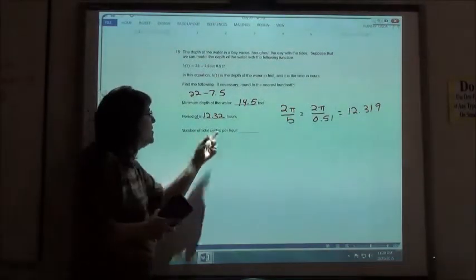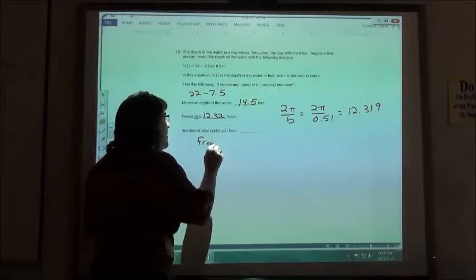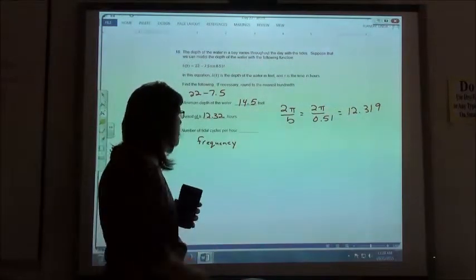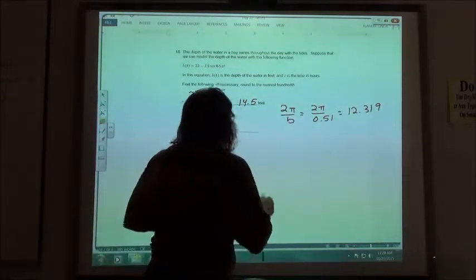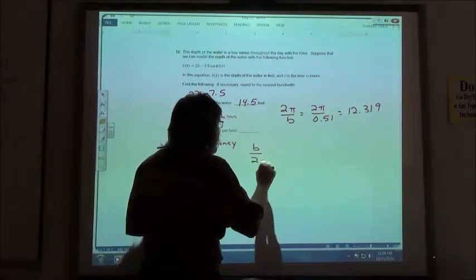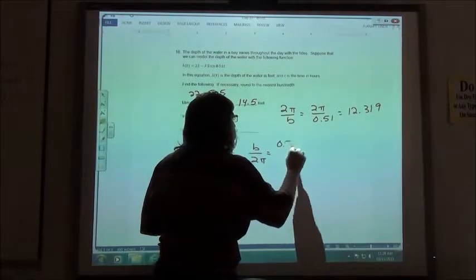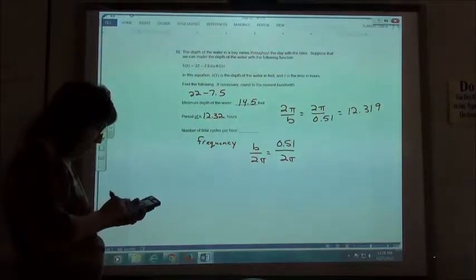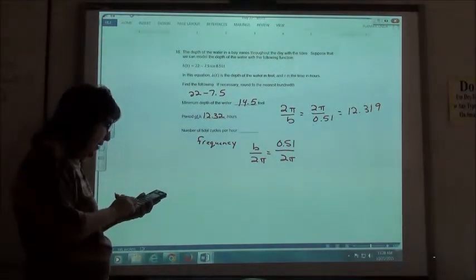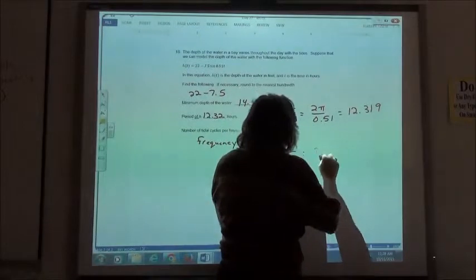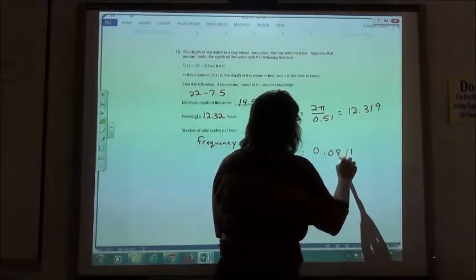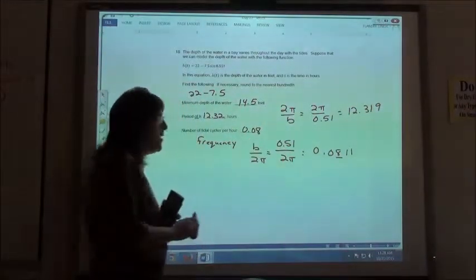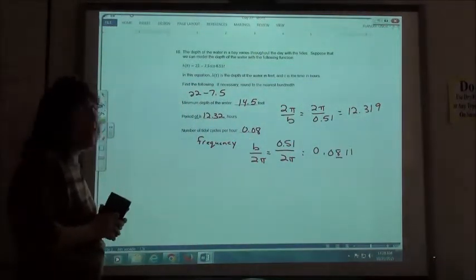The number of tidal cycles per hour is asking for your frequency. How long does it take to do the cycles in cycles per hour? So I am going to take b over 2 pi, and so 0.51 divided by 2 pi, 0.51 divided by 2 shift pi gives me 0.0811, rounding to the nearest hundredth, 0.08 cycles per hour then is what I would have for my frequency.